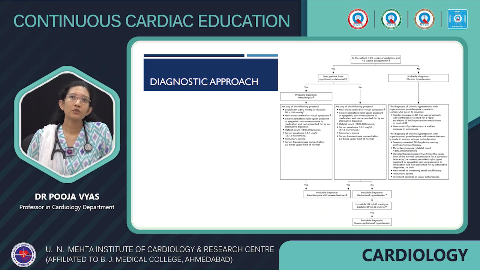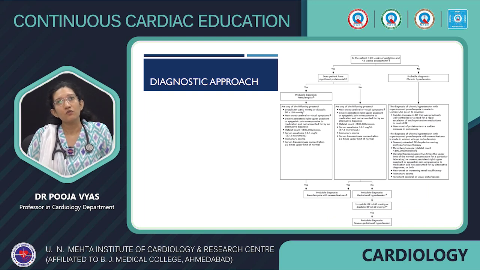A diagnostic approach to diagnose these four conditions. First of all, we need to confirm whether the patient was hypertensive before the 20th week of gestation or not. If the patient was hypertensive before the 20th week of gestation or after 6 weeks postpartum, then it is chronic hypertension. And if, with chronic hypertension, there are features of preeclampsia which develop during the pregnancy, then it is called chronic hypertension with superimposed preeclampsia.